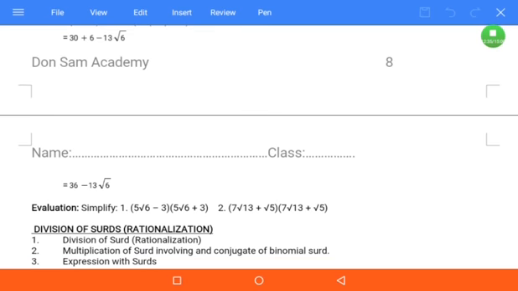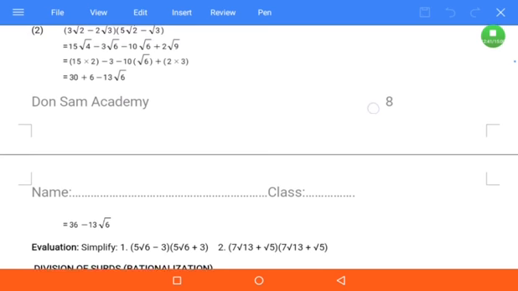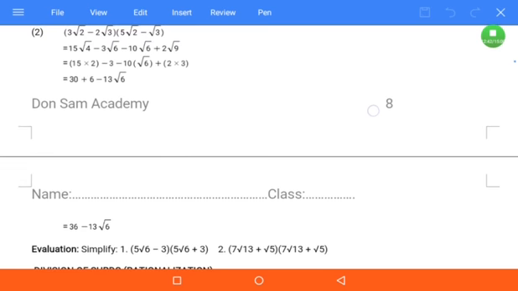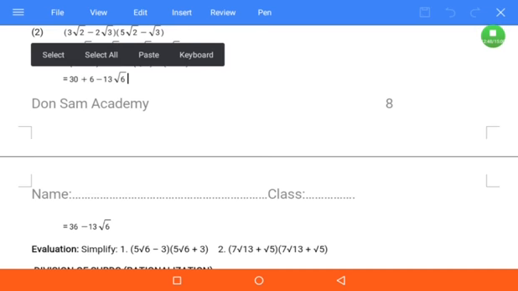Okay, so you have to do this evaluation as well. Therefore, I believe the class is clear. Okay, so in our next class, we're talking about how to divide surds. I believe this class is clear. You have this evaluation to do.